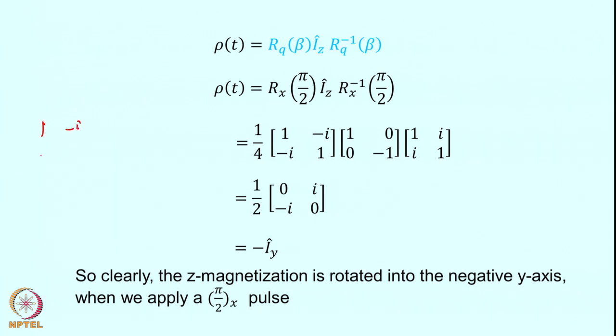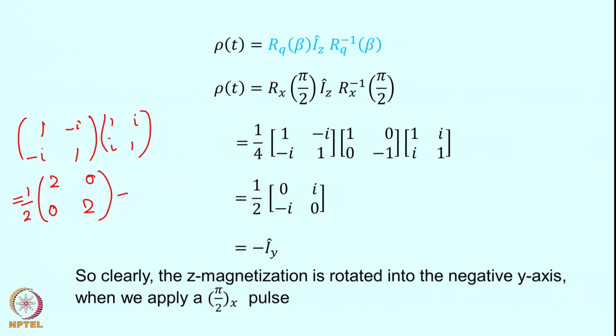Let me do it here: 1 minus i 1 multiplied by 1 i 1. This gives me 1 minus i squared, this is 2, and this is i minus i, this is 0, and minus i plus i, this is 0, and minus i squared is 1 plus 1, this gives me 2. Therefore if I take this 1 by root 2, 1 by root 2, I will have 1 by 2 here, therefore this is equal to 1 0 0 1, right. So this is demonstrated, this matrix is the inverse of this matrix.